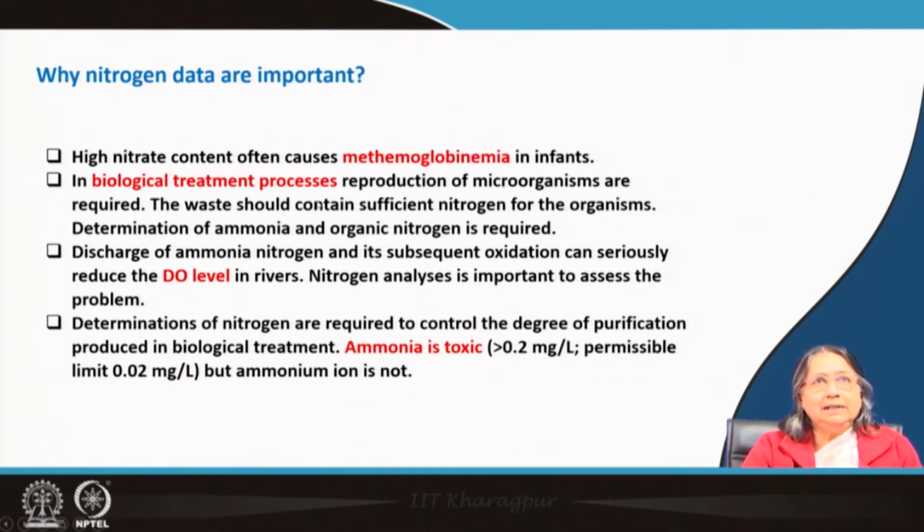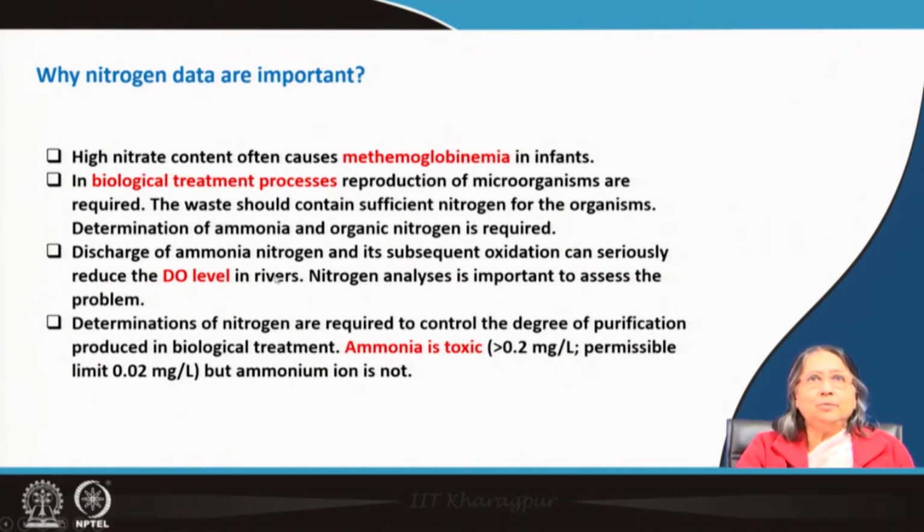Now, in the biological treatment, the reproduction of microorganisms is required, okay. We have seen in all biological systems the microorganisms should grow, right. So, if they grow, then the waste should contain sufficient nitrogen for the organism, because for the growth we always need the nitrogen. Say for example, protein molecule contains nitrogen, okay. So, determination of ammonia and organic nitrogen here is very important, okay. It is always required to know.